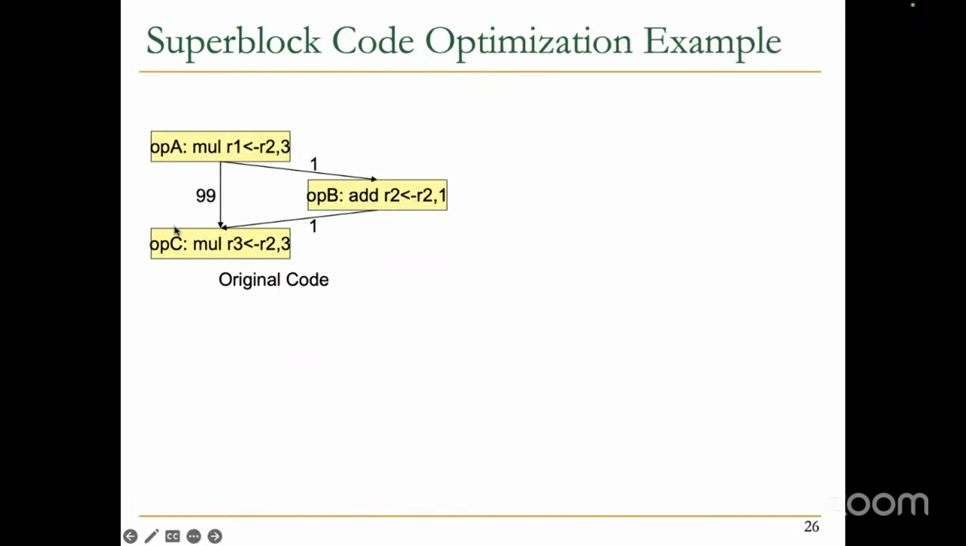So I ignore a lot of the branches. I just look at the operations over here, right? The first operation is multiplying R2 and 3, putting into R1. And then 99% of the time, you go to this multiply. Essentially, you do the same thing if you realize. But 1% of the time, you increment R2 by 1. So you should go this way 1% of the time.